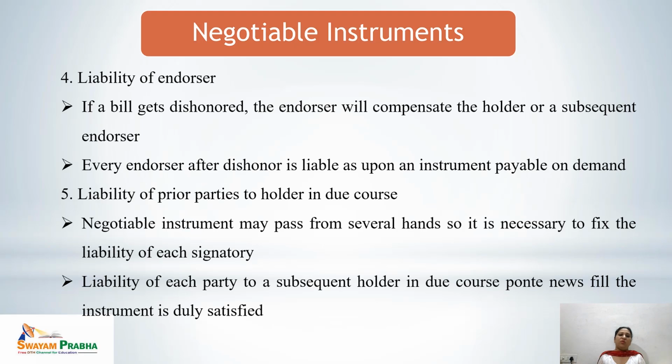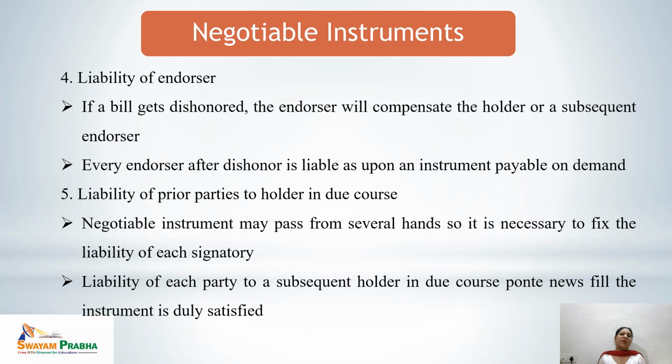Next is liability of the endorser. If a bill gets dishonored, the endorser will compensate the holder or a subsequent endorser. So here the liability of the endorser is towards the holder of the negotiable instrument or regarding the subsequent endorsers. Every endorser after dishonor is liable as upon an instrument payable on demand.